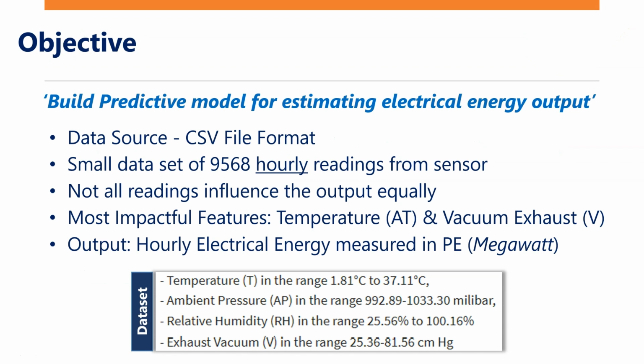The readings, or the input features, should I say, that we have are temperature, ambient pressure, relative humidity, and exhaust vacuum. However, the output that we are trying to predict from these input features is measured in PE, or megawatts, and it's the hourly electrical energy output. If you look at the readings, and we will see in the next slides, not all readings influence the output equally. There are some readings which have a direct correlation with the output. We will look at that in the next slides.